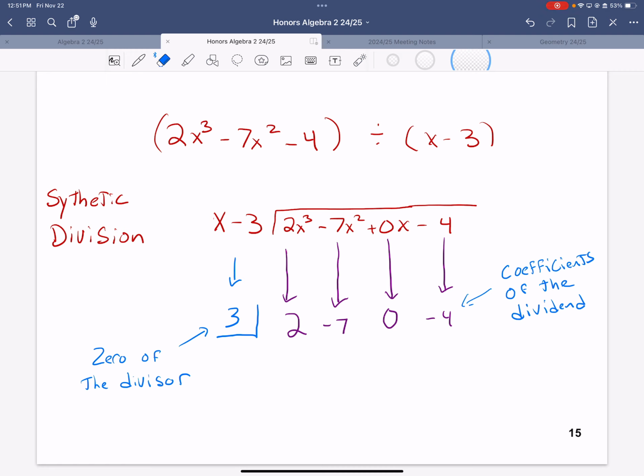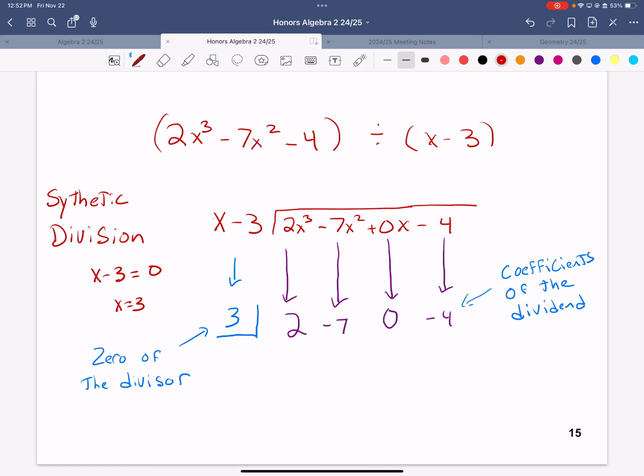When you're doing synthetic division, you're going to find the 0 of your divisor. The 0 of your divisor is going to go down here in this box, and it has to be the 0 of your divisor. So the 0 of your divisor would be saying, okay, x minus 3 is equal to 0. What makes that 0? Well, x is equal to 3. So the 0 of your divisor goes inside of this box.